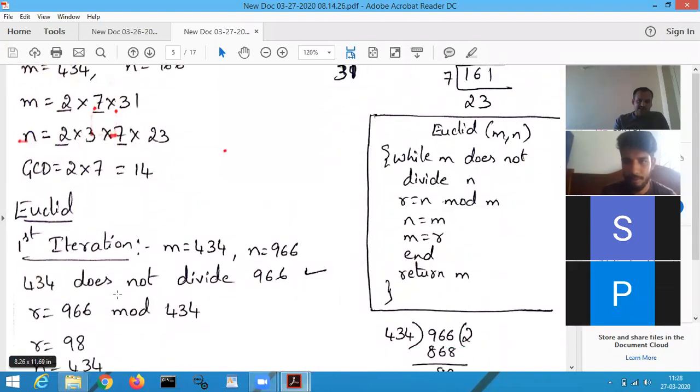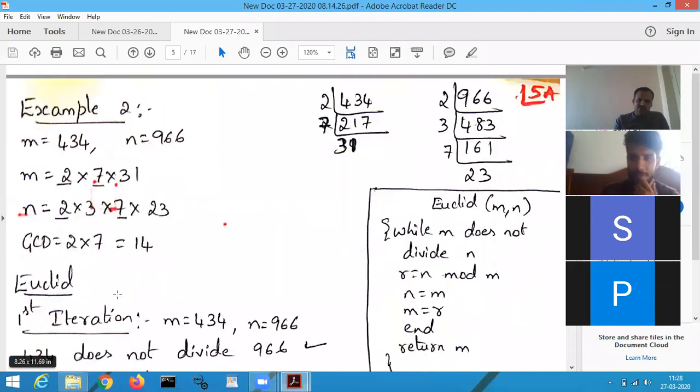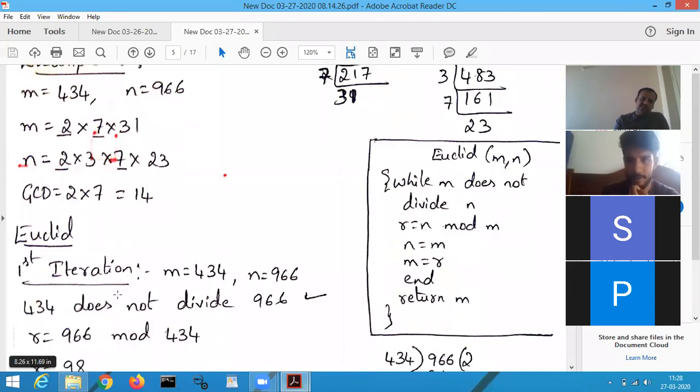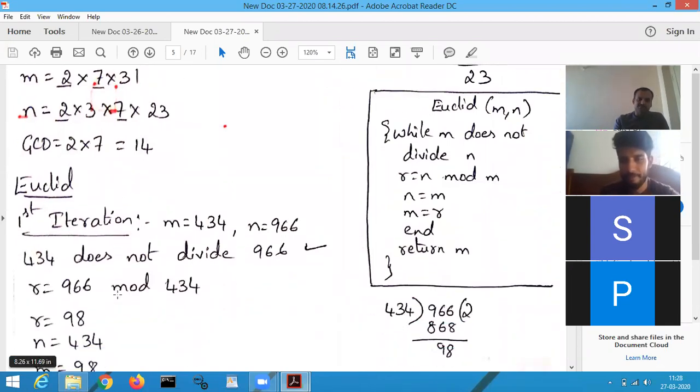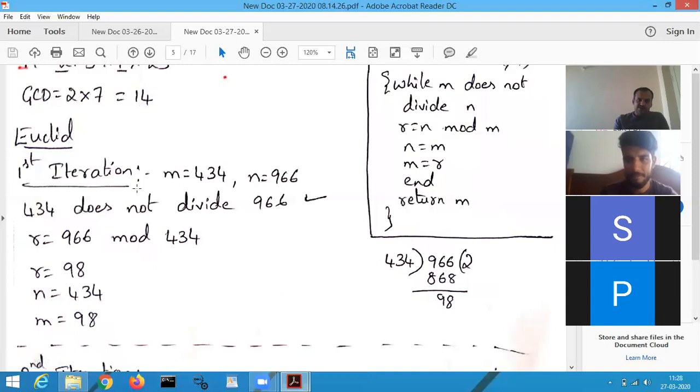Let us find out the GCD of two numbers once again by applying Euclid's algorithm. M is equal to 434, N is equal to 966.